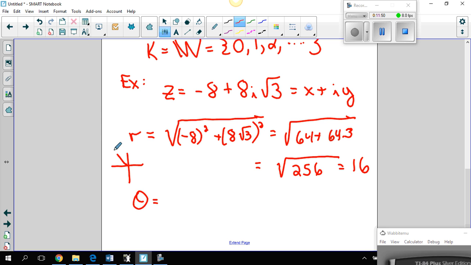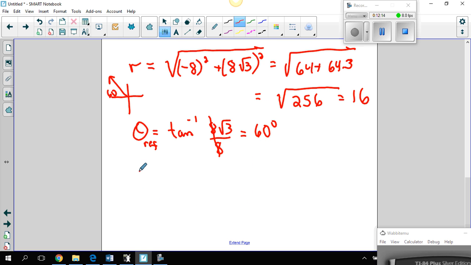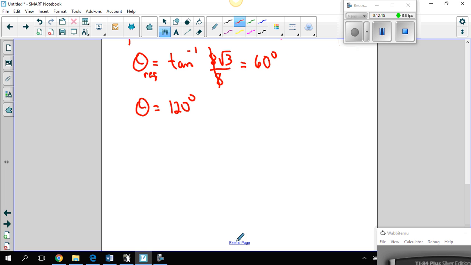X is negative. You're in the second quadrant here, because x is negative, y is positive. And I just do inverse tangent of the y value over the x value. I would never use a negative ever. And I know inverse tangent of the square root of 3 is 60 degrees. Therefore, this is 60, so that's a reference angle. Theta is 120 degrees. So we got z equals 16 CIS 120.